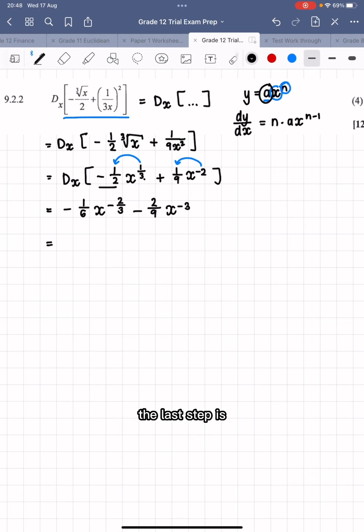The last step is we need to make sure that all our exponents are positive. So this one, I'm going to leave it as negative, and then the 6 at the bottom now also is going to have x to the power of 2 over 3, and we need to put that 1 at the top. For the second fraction, it's a minus in front. At the bottom, I'm now going to have 9x to the 3, and just that 2 at the top.